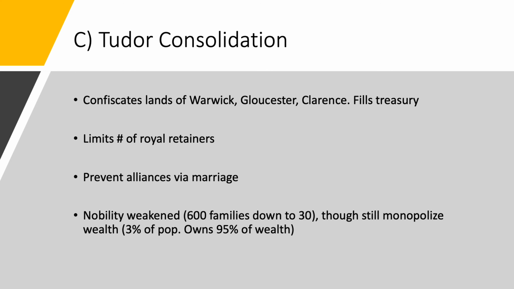These are men who are loyal to you. You pay for their room and board, and in return for that, they provide you loyalty and military service. So he really limits the number of these retainers that these nobles are able to support. Even if they have the means, he doesn't let them do that, so they don't have these private armies. He also prevents families from becoming too powerful by combining forces through marriage.